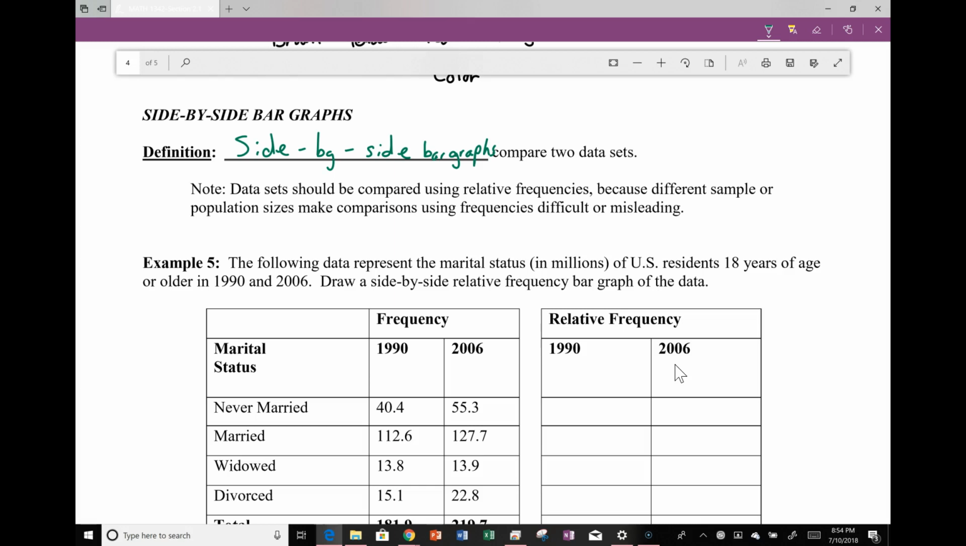Please note, when you are doing comparisons on a side-by-side, you are always going to use relative frequencies. A lot of that is because you may not have the same sample size for male versus female. If you don't have the same sample size, then you're not going to get an accurate reading of which one has the higher relative frequency, which one has the higher percentage. If you use a frequency for a side-by-side bar graph, it is very misleading.